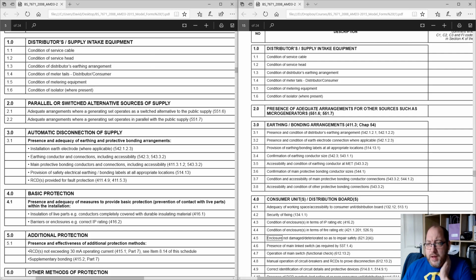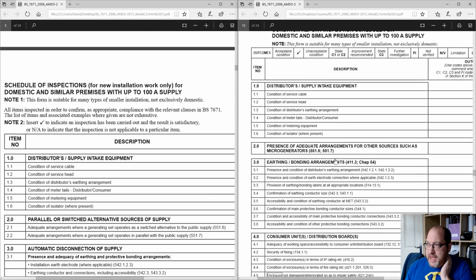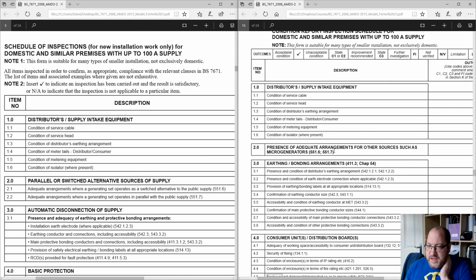So that's the inspection outcomes. Take them on board. Understand the schedules as best you can. Understand the codes. Understand how to report them, and you'll be fine.